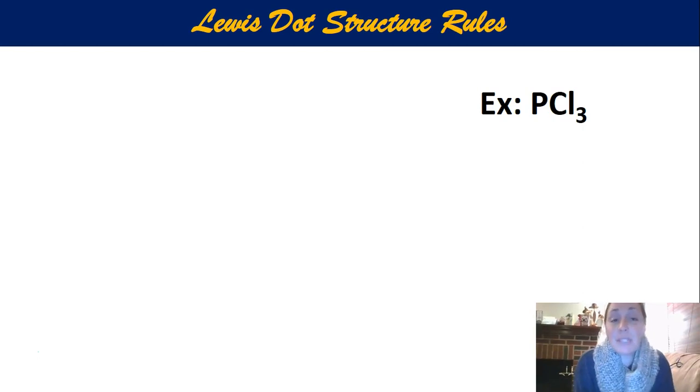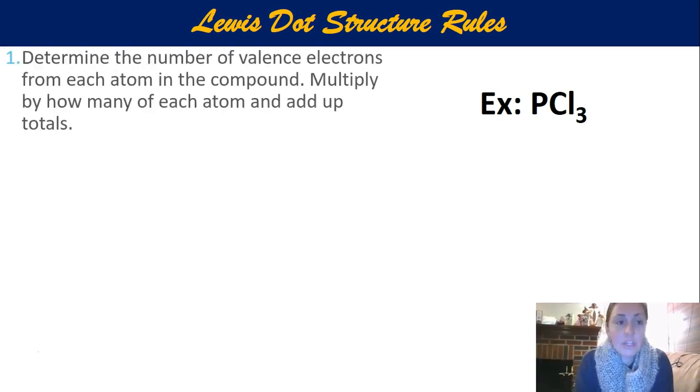Now there are some simple steps that if you follow them every time, you're going to get the right structure. So just follow along the steps. We'll do one example as we go along, and here we go. The first step is determine the number of valence electrons from each atom in the compound. You multiply that by how many atoms and then add up.